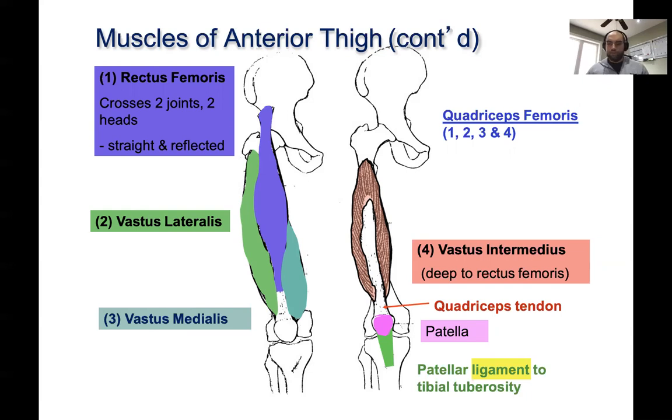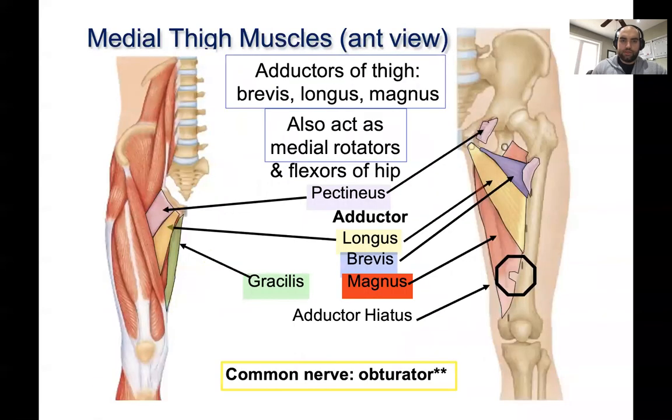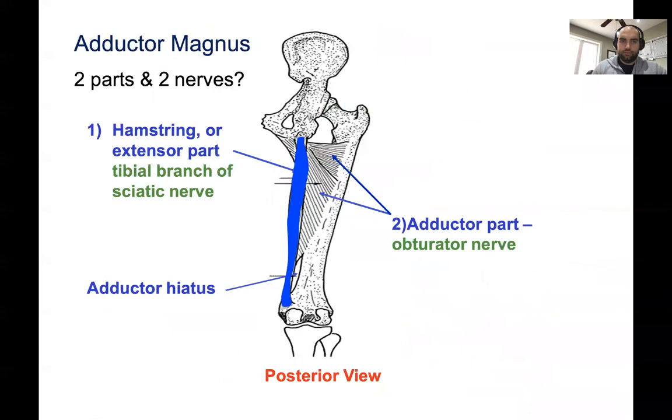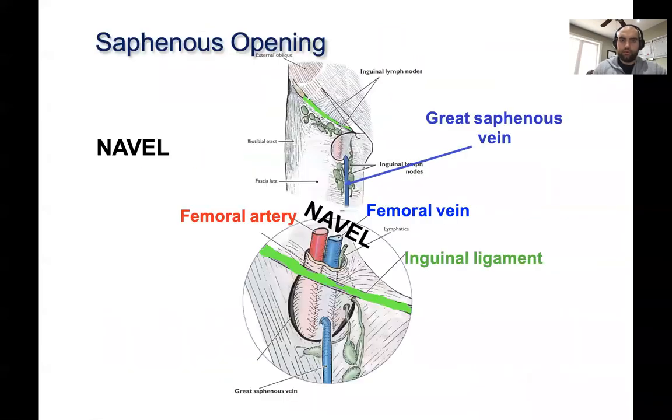Let's see what we're doing for next lecture. Today we were talking about the anterior thigh. Next lecture, we're going to continue. We're going to talk about the adductors, so the medial thigh. We're going to talk about the femoral nerve and the femoral triangle a bit more. And then we're also going to talk about the posterior thigh next lecture, okay?